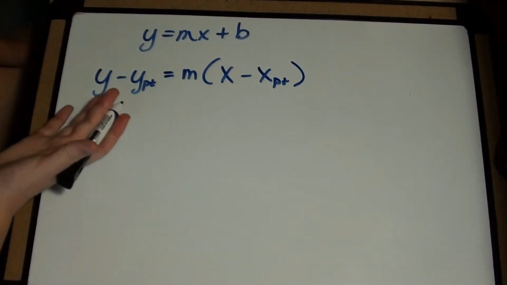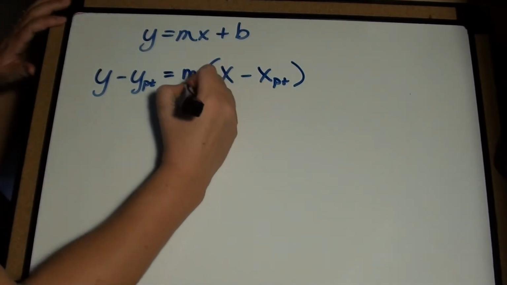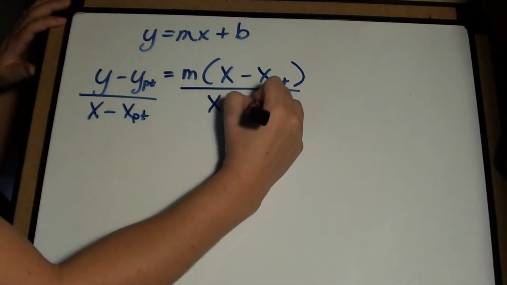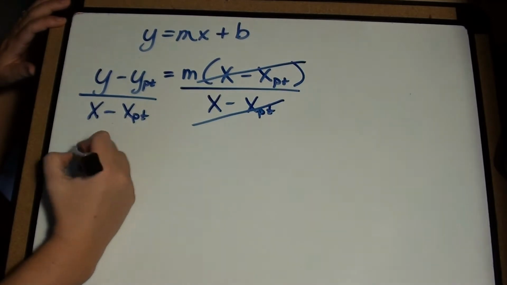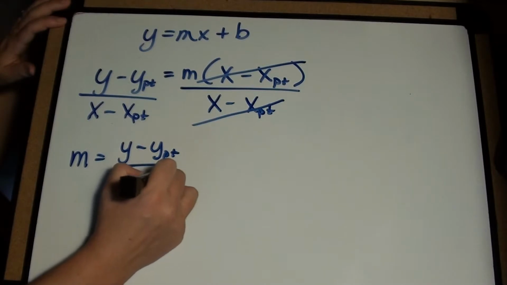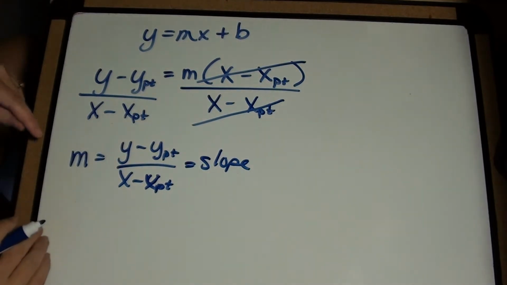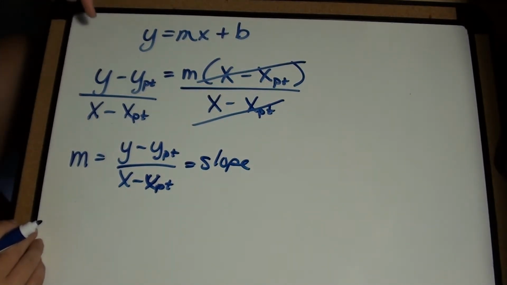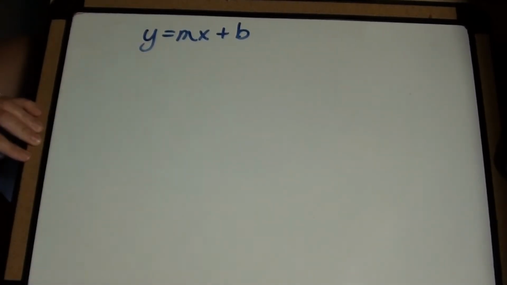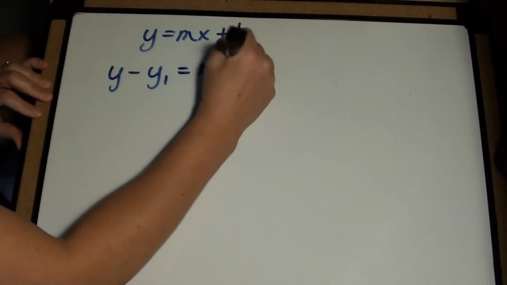And if you look at this, I'm just going to do something real fast to show you. If I were to divide both sides by x minus x point, these would cancel, and I'm left with m equaling the change in y's over the change in x's, which is the formula for slope. So you'll see, if you know the formula for slope, you should be able to get back to the equation for point slope form. I'll just write that back out. So point slope form comes directly from the formula for slope.